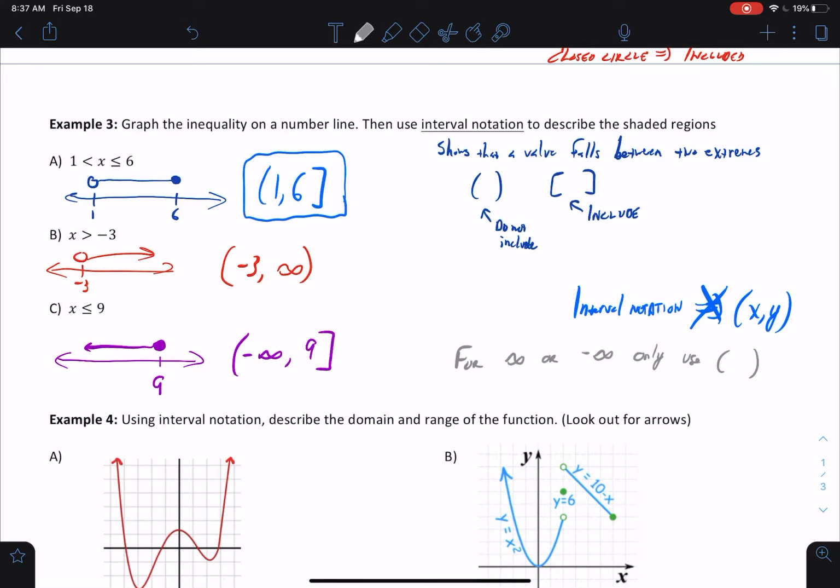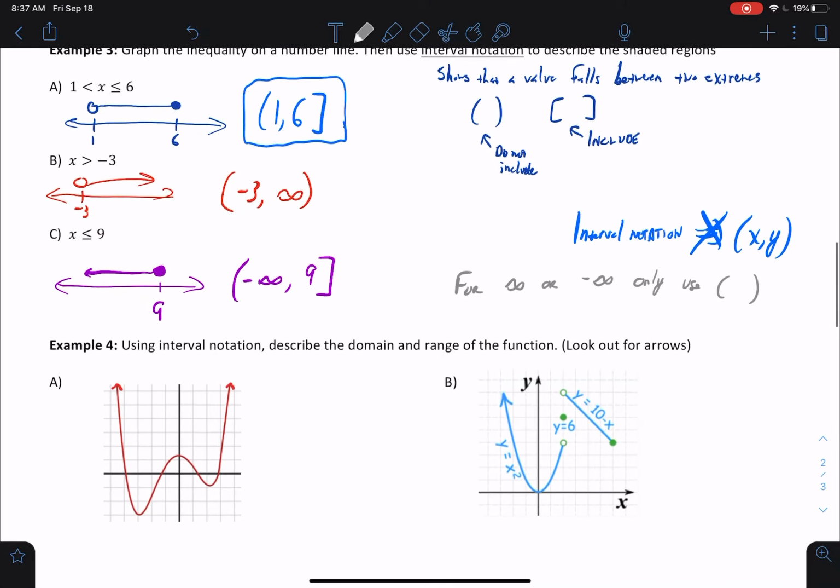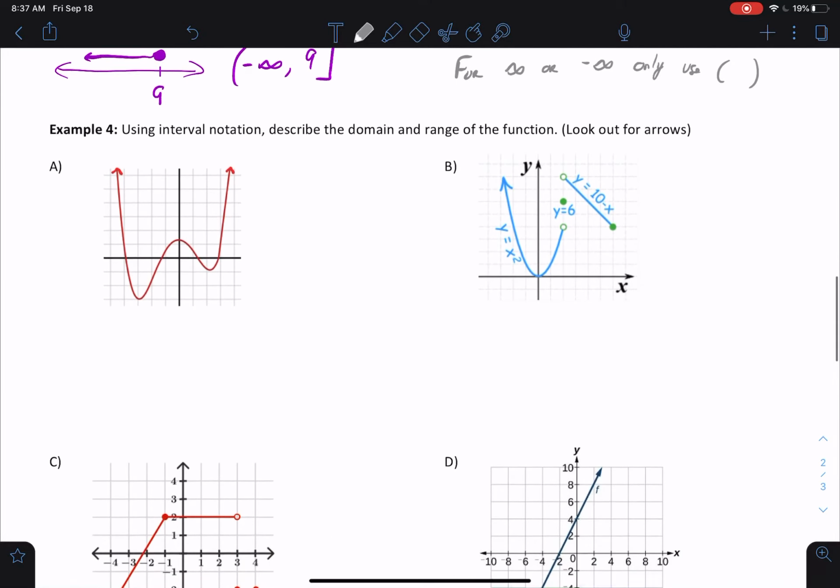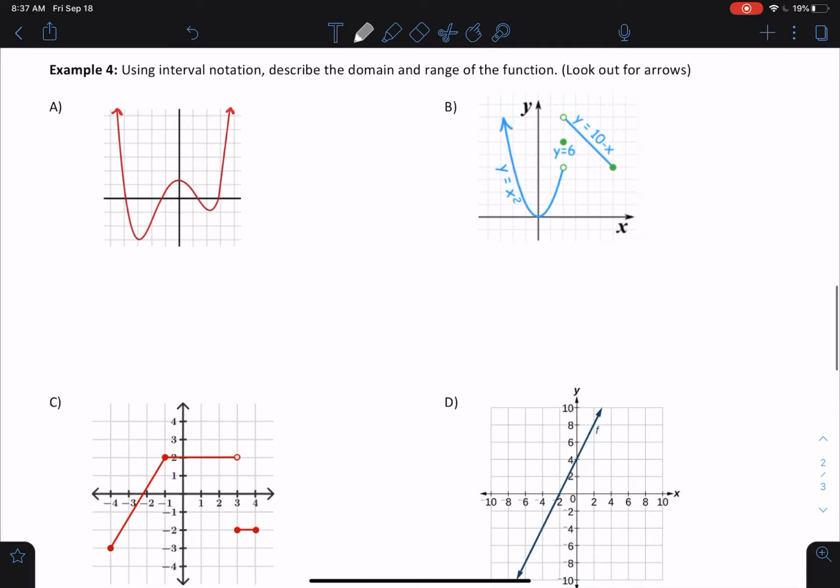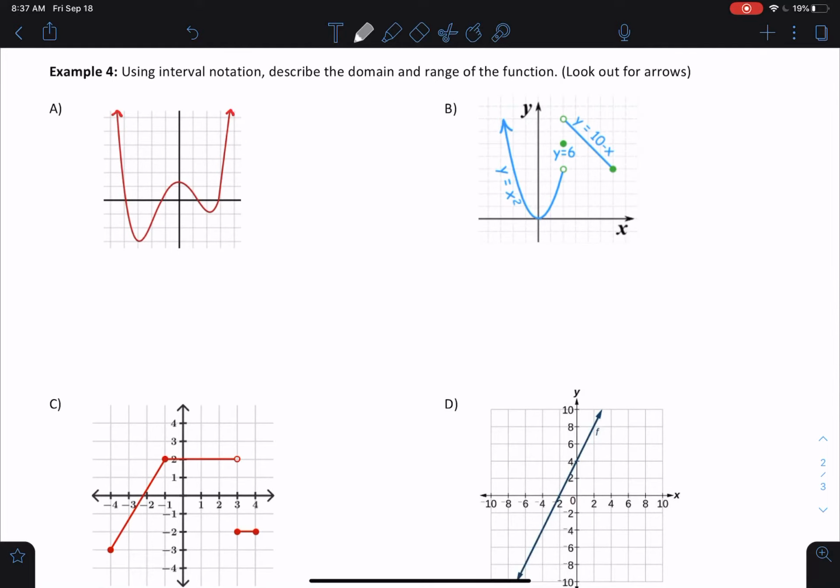So why do we have this concept of interval notation? It's going to help you out when we're talking about functions. We can use interval notation to describe the domain and range of a function. Like in A, we have this function, and the arrows indicate that this graph is going on and on forever.